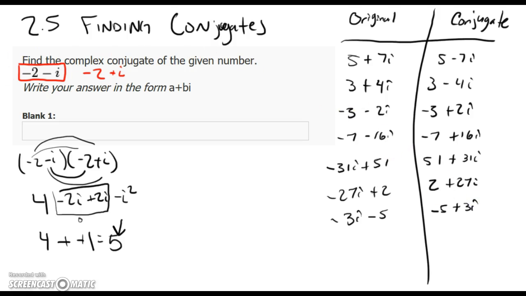So you'll notice that each time we're changing the sign on the term with an i in it, the imaginary portion. And essentially doing that will give you the conjugate, and we can use it to get rid of all the imaginary numbers. That's essentially all we're doing in this particular lesson. Good luck.